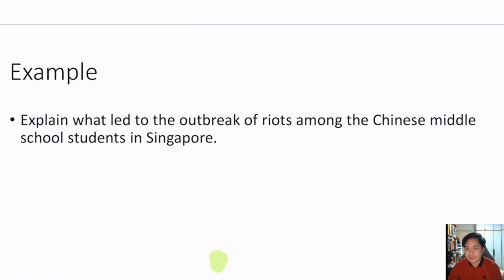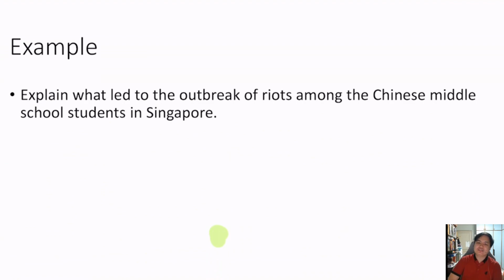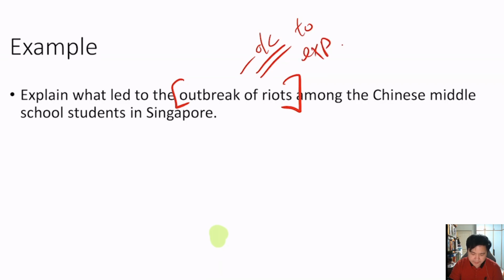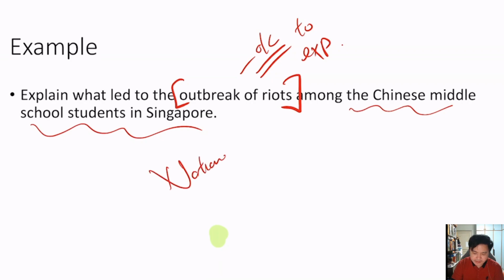Now, another example here: explain what led to the outbreak of riots. In this case, the outbreak of riots is the outcome that you want to explain. Then you must think, what is your anchor among the Chinese middle school students? What led to the outbreak of riots? Again, you can talk about the trigger, which is the national service. So again, in your details, you write what is it, and any additional info.